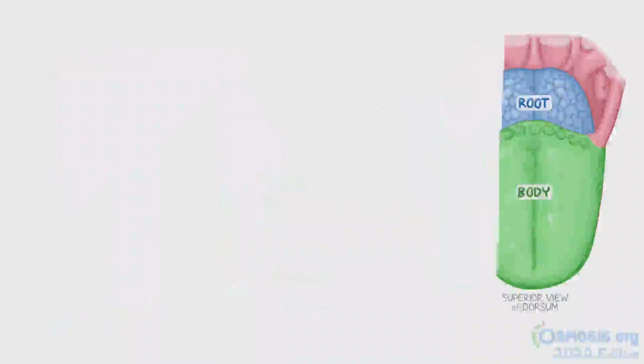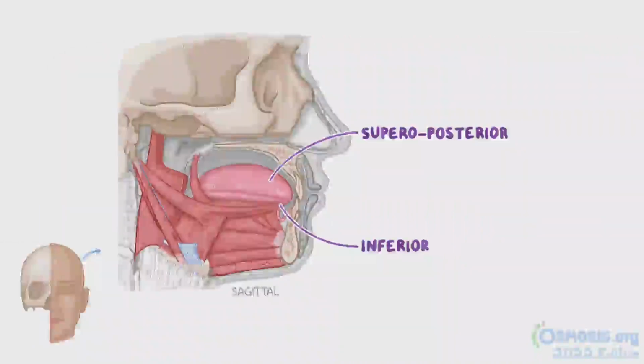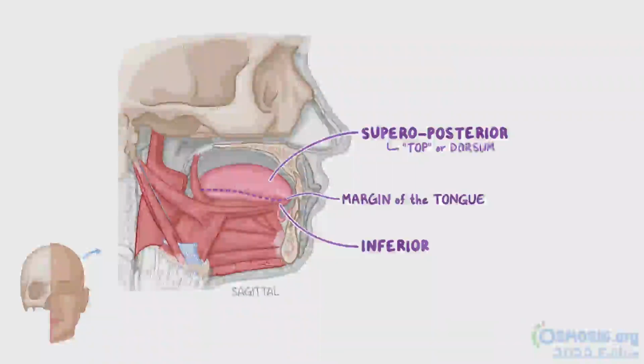The tongue also has two surfaces, superoposterior and inferior, which are separated by the margin of the tongue. The superoposterior surface is the larger of the two, and it literally represents the top or dorsum of the tongue. The inferior surface or underside rests against the floor of the mouth.